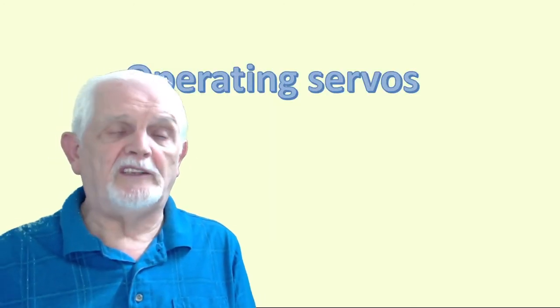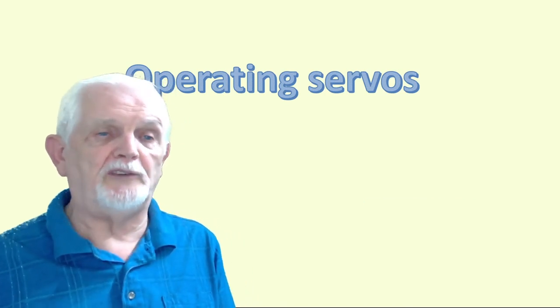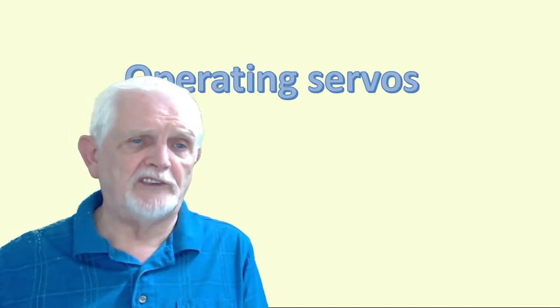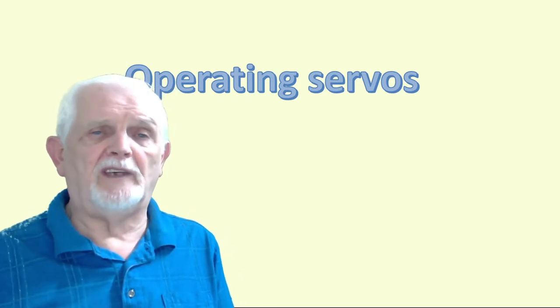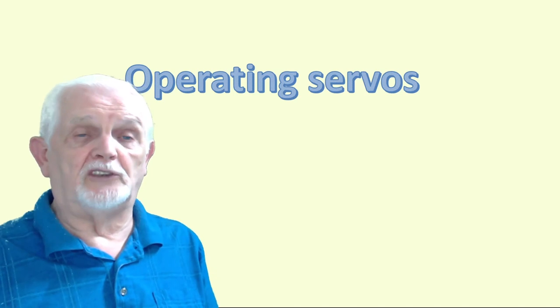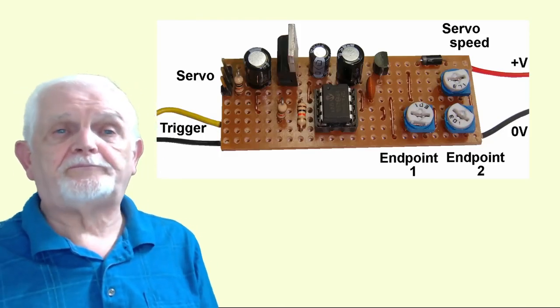And operating servos is a big thing about model railways nowadays. We use them for points, we use them for semaphore arms, we use them for animations in the layout, doors opening, people walking about, all that kind of stuff. So it's very popular nowadays, and servos are ideal for doing that. There's the Easy Points kit.